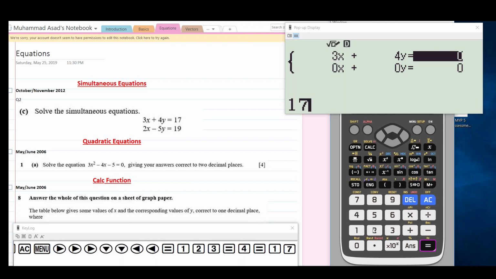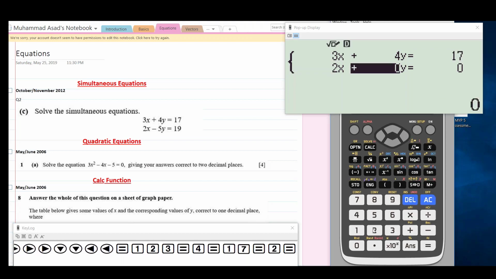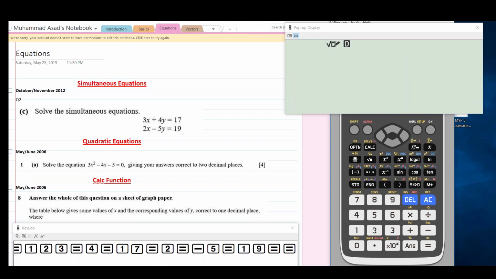Now it will move to the second equation. Now 2, -5 and 19. As I press enter, I will get the x value, which is 7, and again pressing equal, I will get the y value, which is -1.